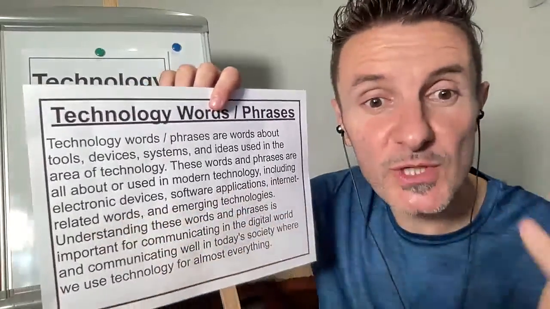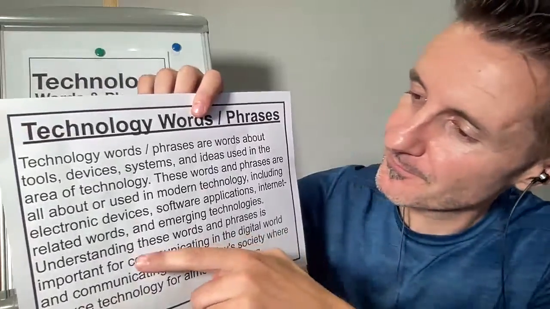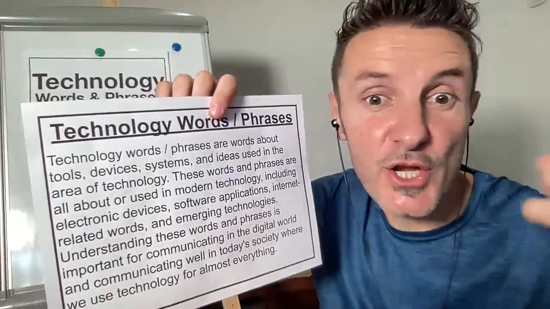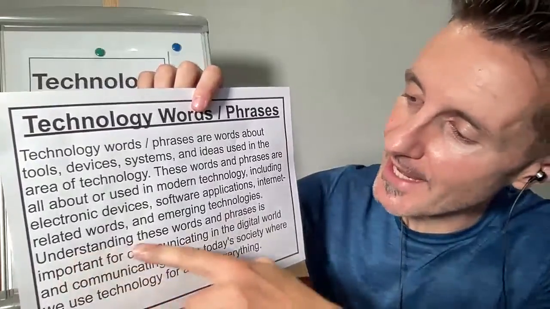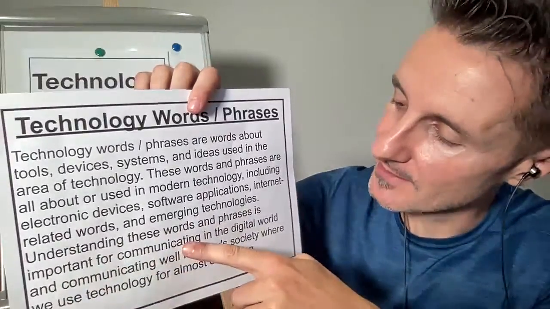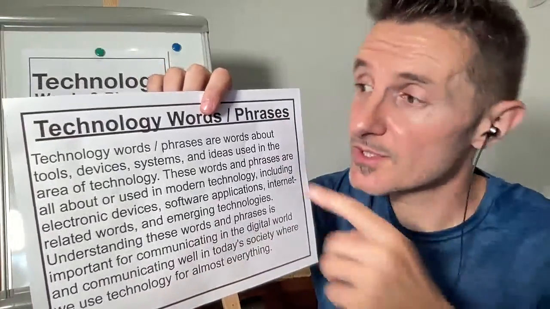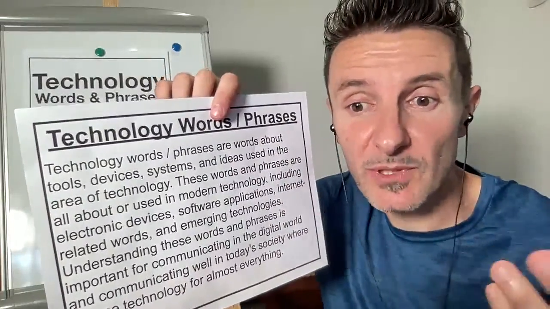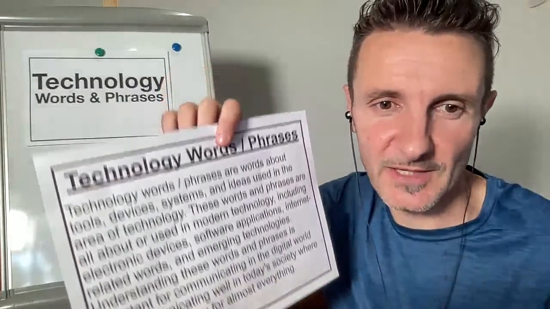Internet-related words, words we use on the internet, that is technology words and phrases. And emerging technologies, that means new technology, new things that are coming in the world today. Understanding these words and phrases is important for communicating in the digital world. So if you understand these words and phrases and you can start using them, you can communicate with people on the internet. You can communicate with your friends when you talk about technology.